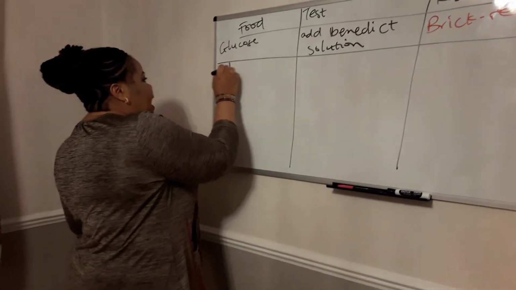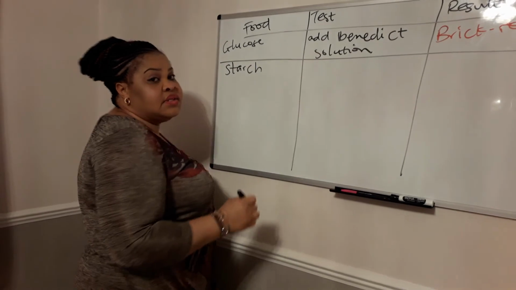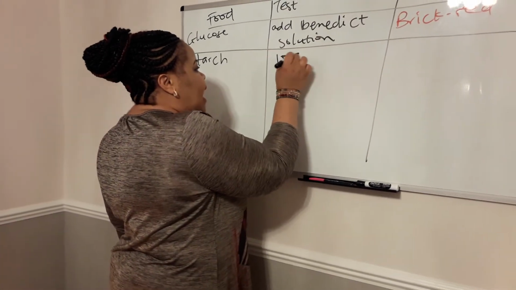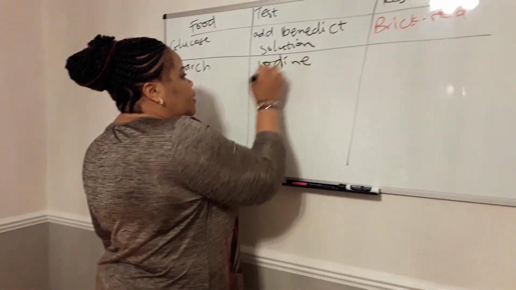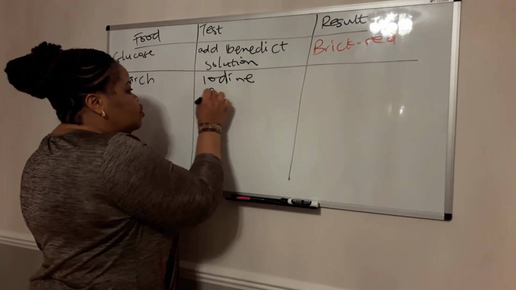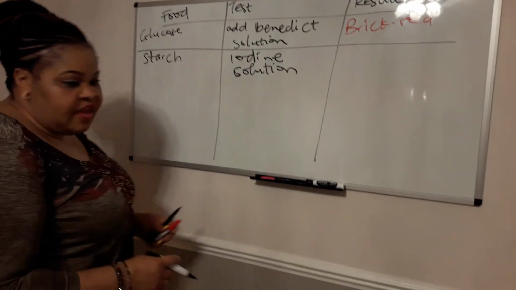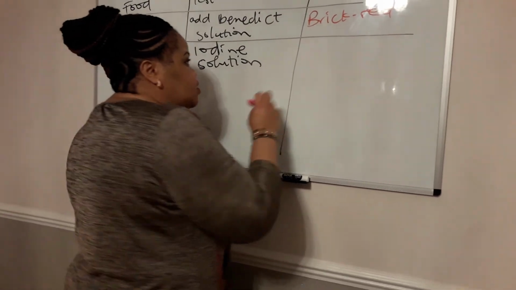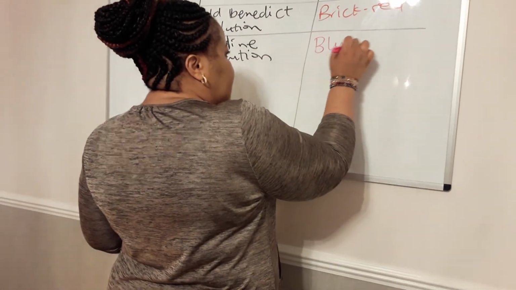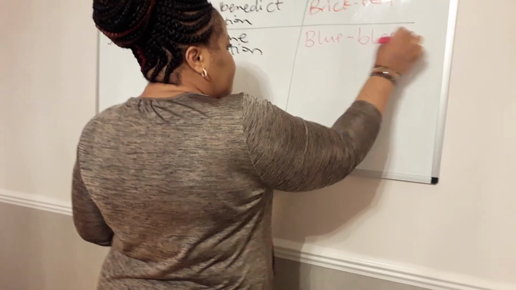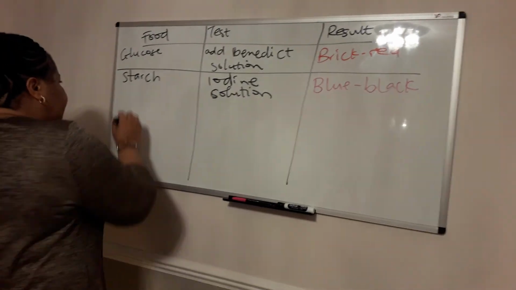Now I'm going to do starch. Very many students can remember starch. So you use the iodine solution. You add the iodine solution to the food that you're testing for the presence of starch. If there is indeed starch, the color change should be blue-black. Okay, that's how you test for that.